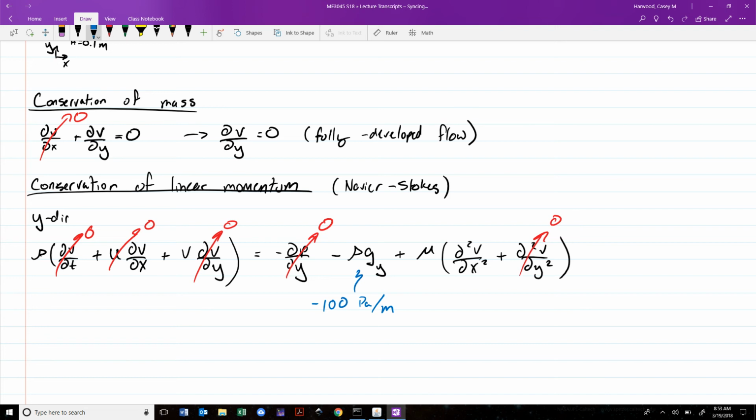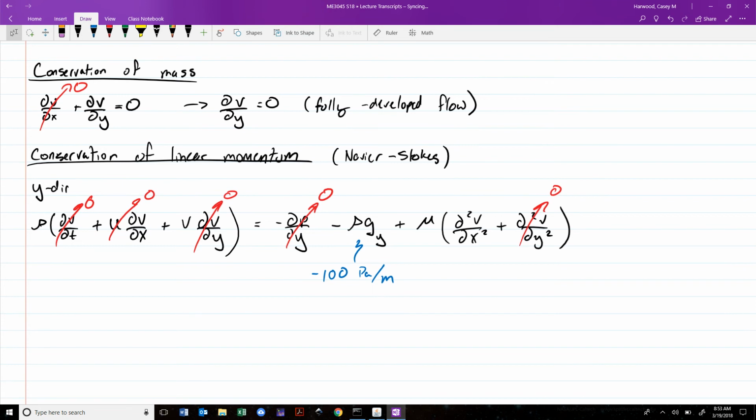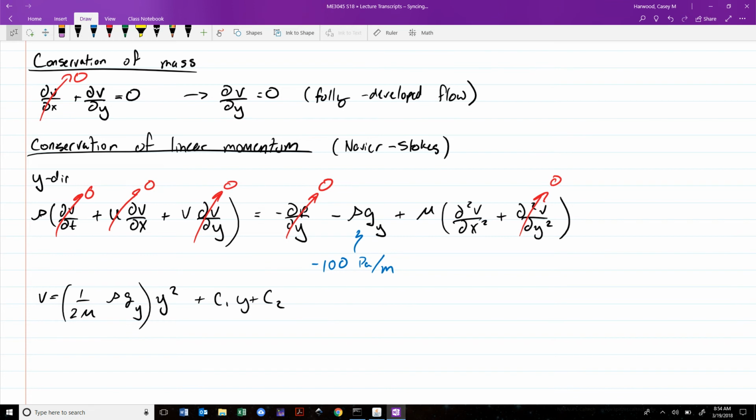So setting it up and integrating twice, we would end up with a general solution that looks like the following: 1/2 mu rho gy y squared plus c1 y plus c2. Or that should be an x. All right, so with the general solution, once again, we plug in our known boundary conditions and find C1 and C2.